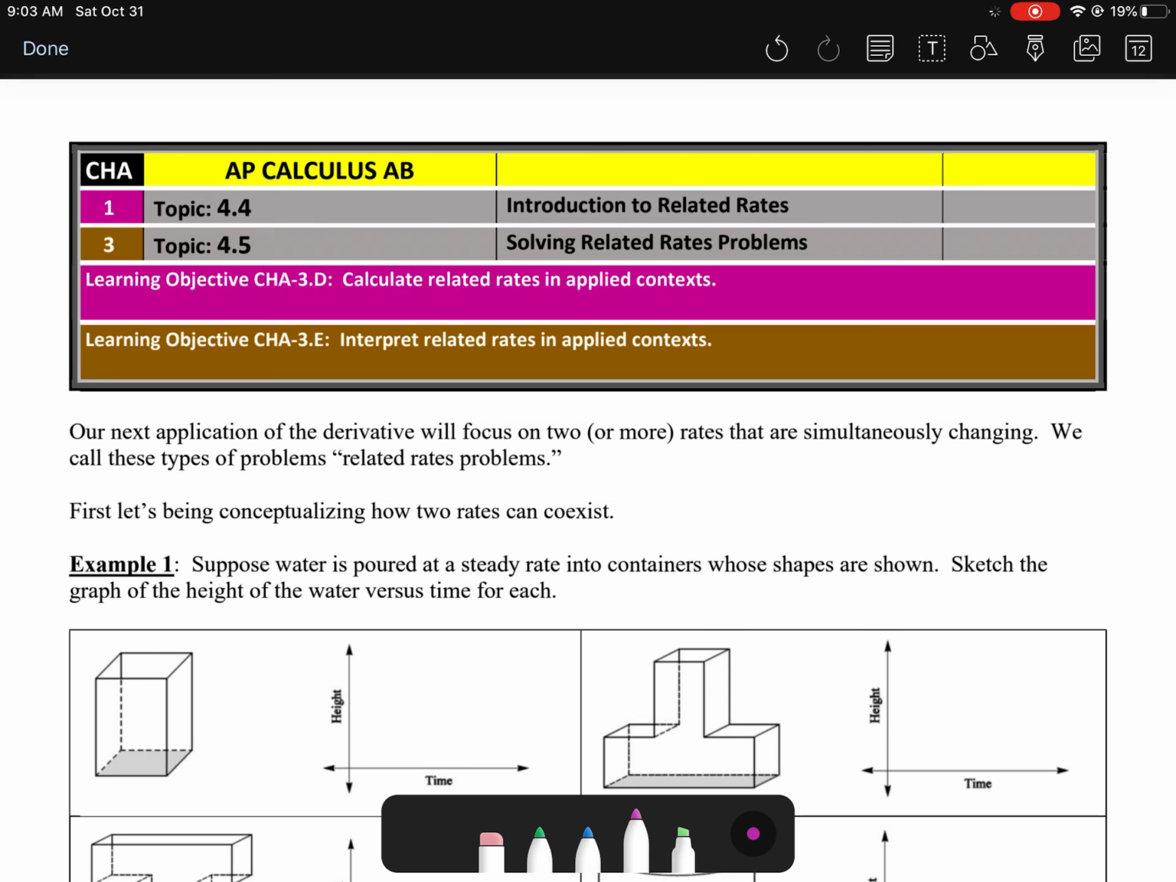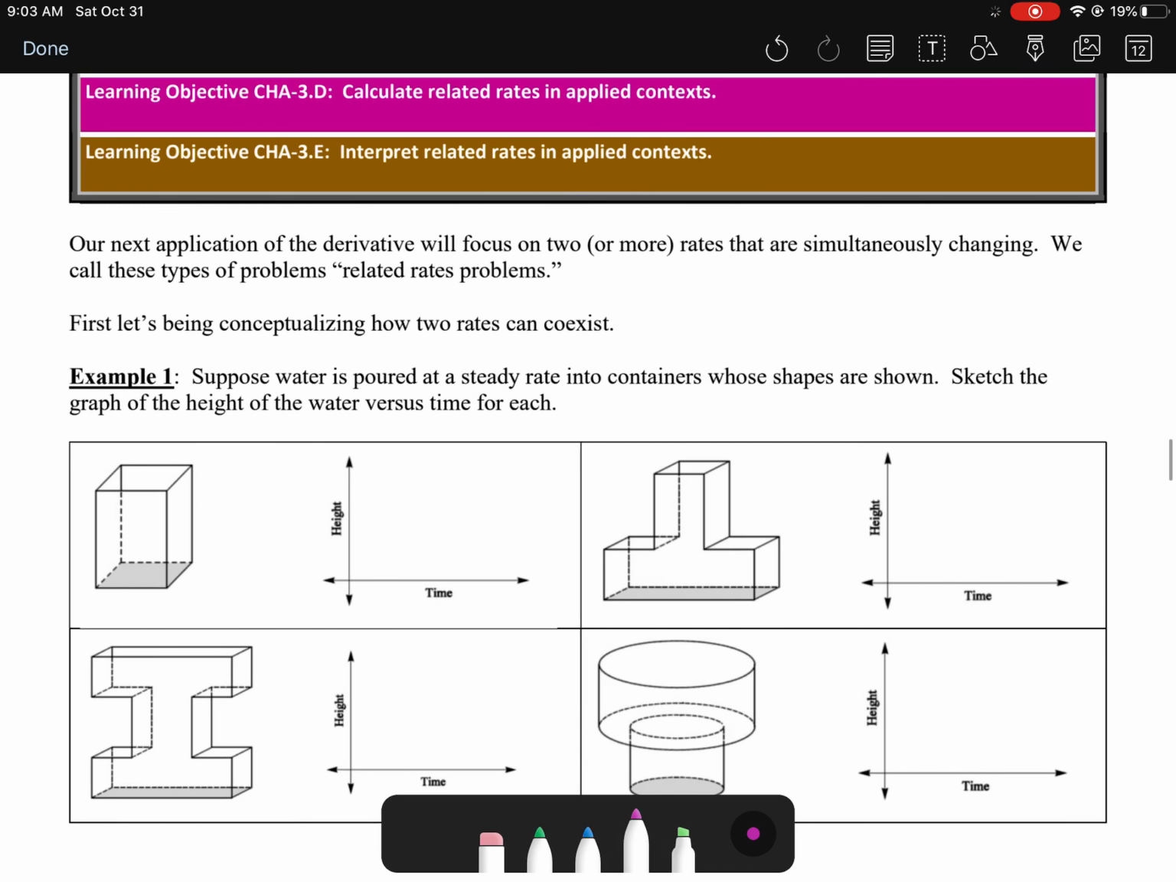Today we're going to talk about introduction to related rates. Our next application of the derivatives will focus on two or more rates that are simultaneously changing. We call these types of problems related rates problems. So the first thing we're going to do is conceptualize how these two rates can coexist.